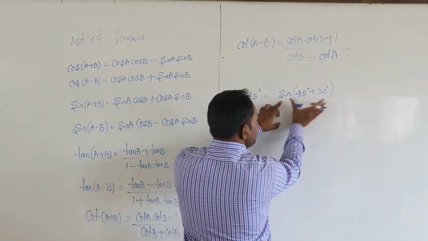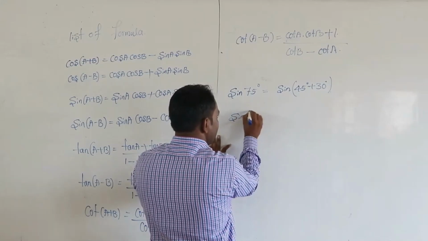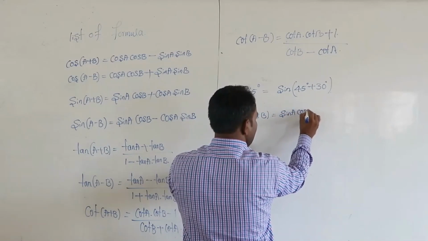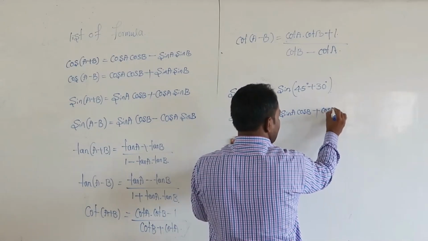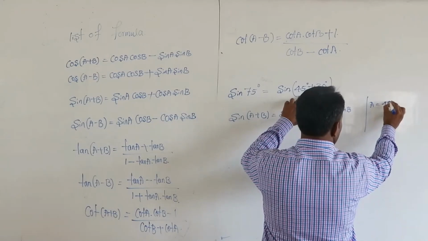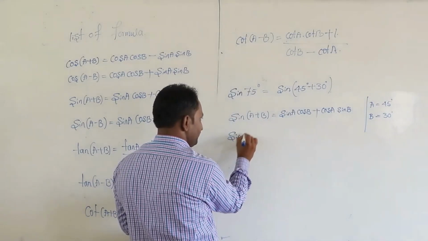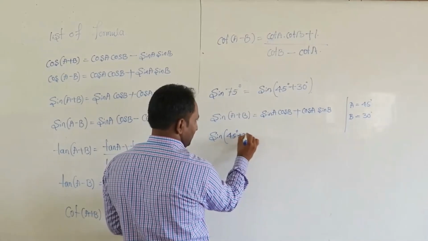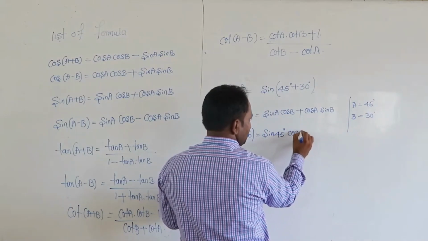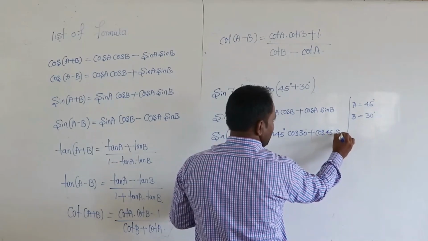This concept is the sine of A plus B formula. We know that sine of A plus B is equal to sine A cos B plus cos A sin B. In place of A, we can substitute 45 degree, and in place of B, we can substitute 30 degree. Here, sine of 45 degree plus 30 degree is equal to sine 45 degree cos 30 degree plus cos 45 degree into sine 30 degree.